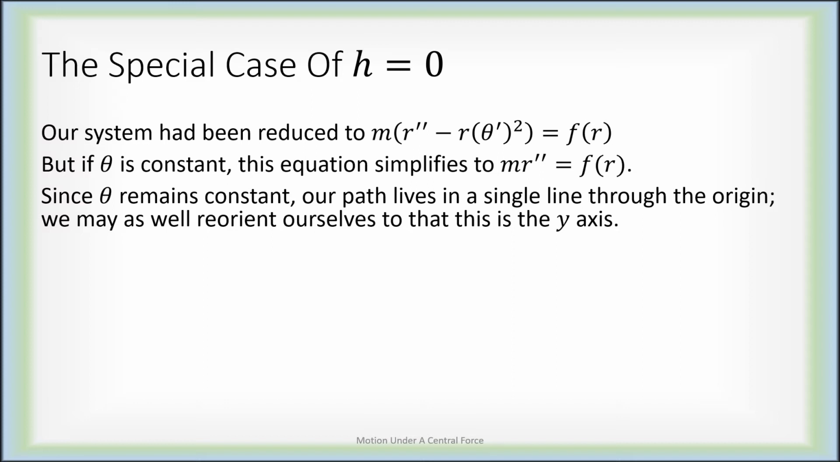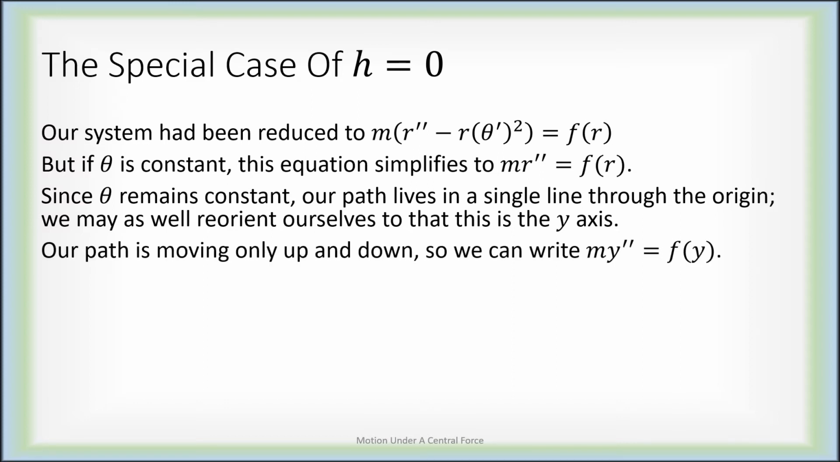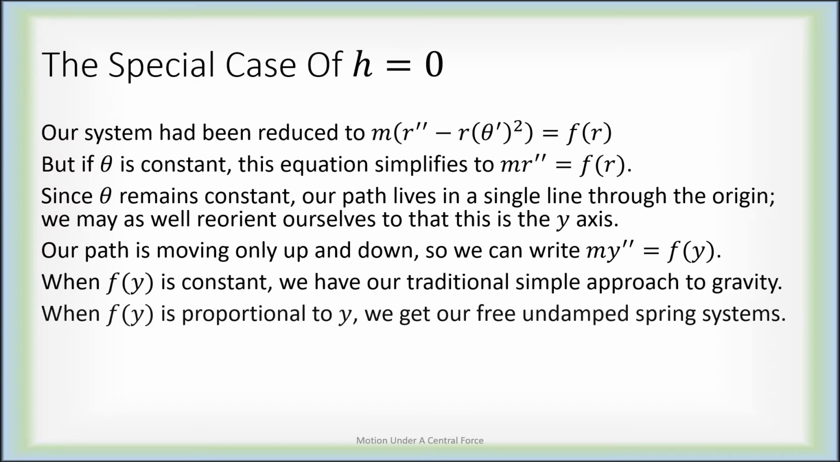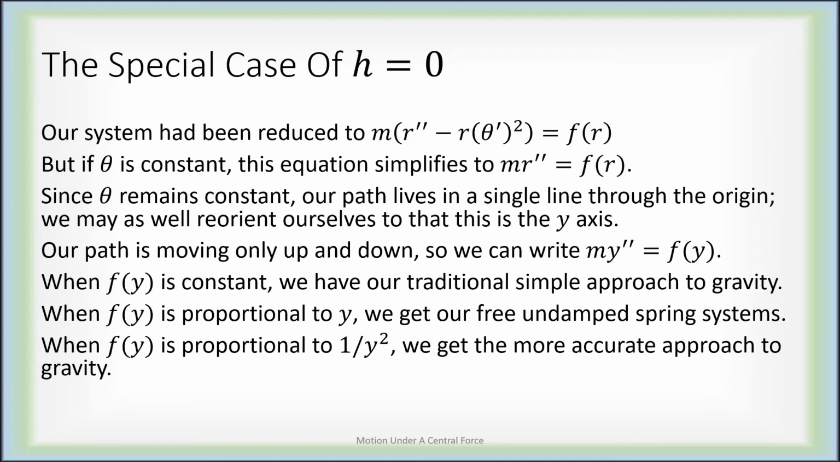If we just reoriented ourselves so that that was the y-axis, we end up in a very simple situation. Our object just moves up and down. m y double prime is f of y. When f of y is constant, this is our traditional approach to gravity. When f of y is proportional to y, we actually end up with a free undamped spring. When f of y is proportional to 1 over y squared, we get a more accurate approach to gravity.